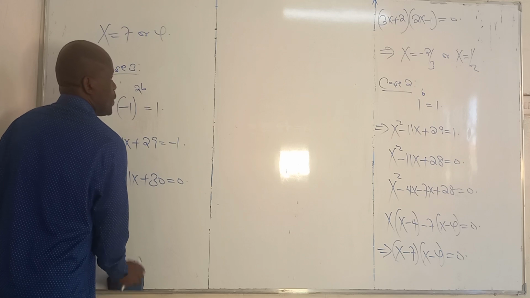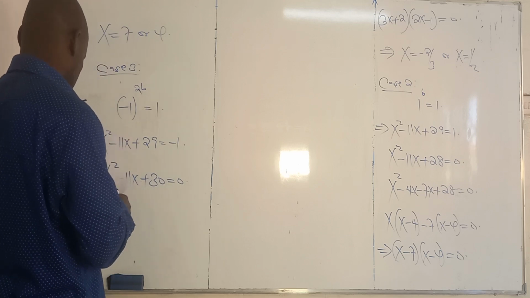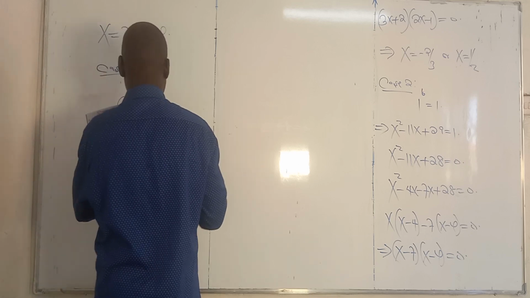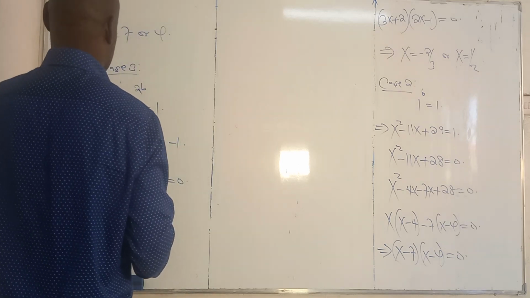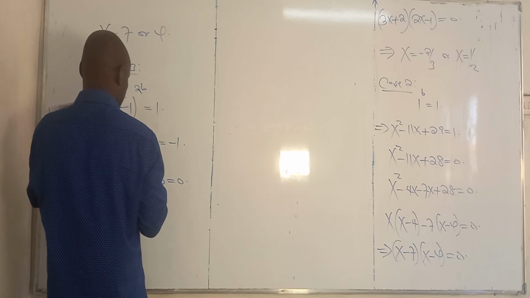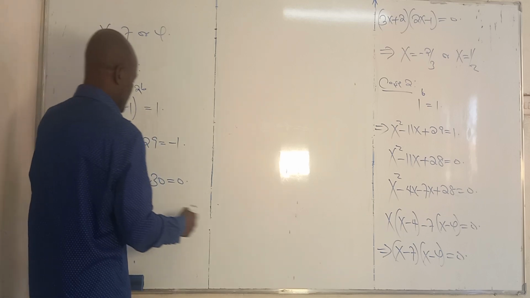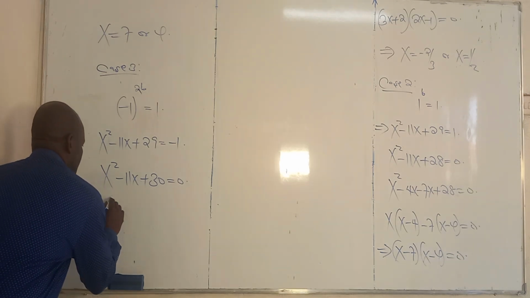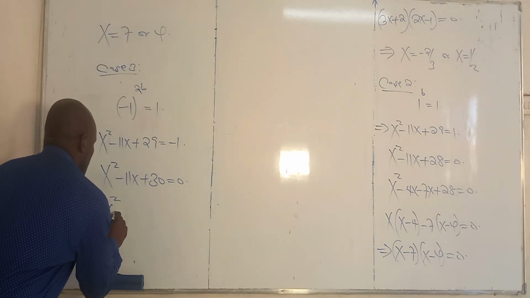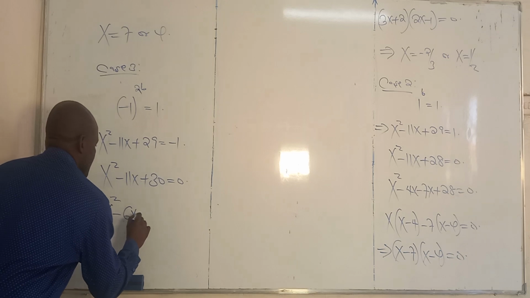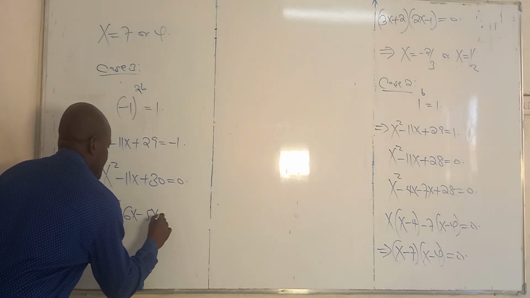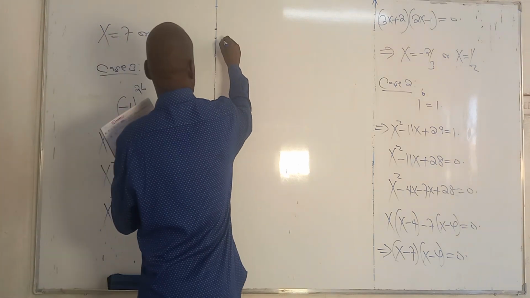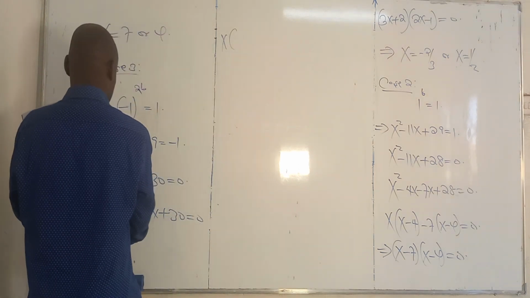So I have this. But then I need two values whose product is 30 and sum is negative 11. That's 6 and 5, yeah? Again, we have 6 and 5. So I have x squared minus 6x minus 5x plus 30 is equal to 0.